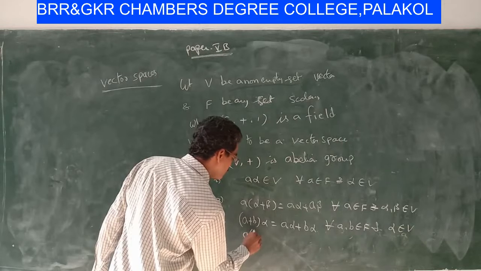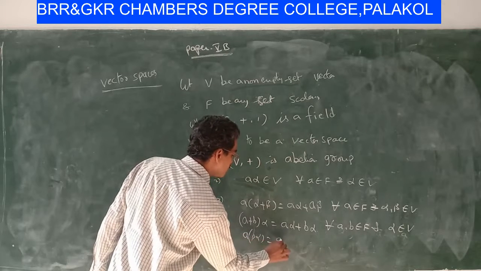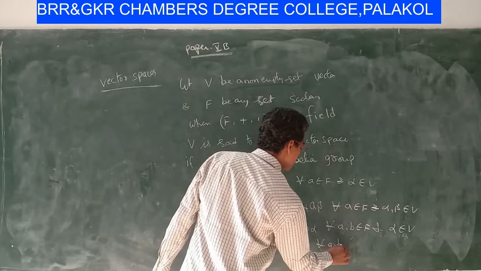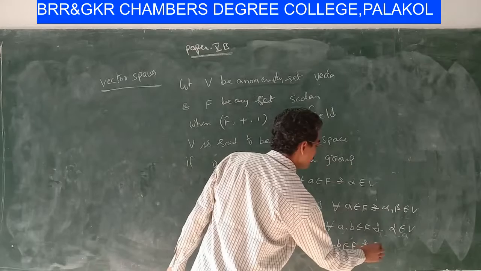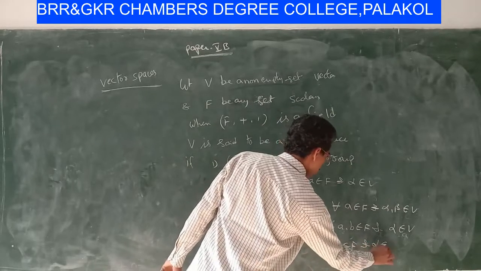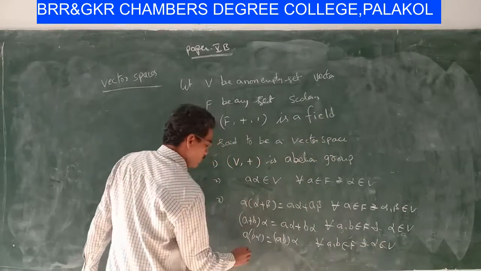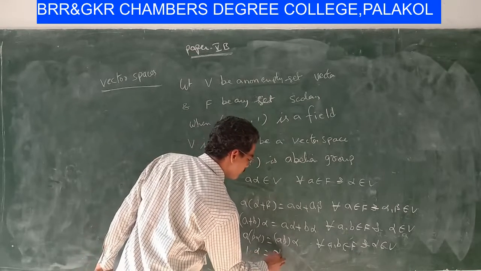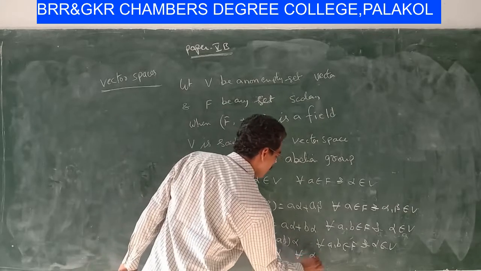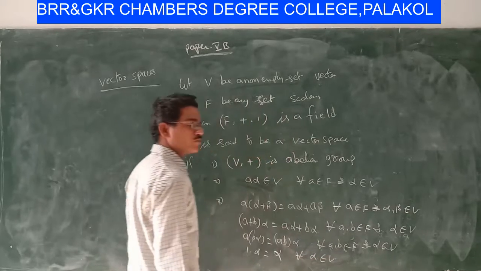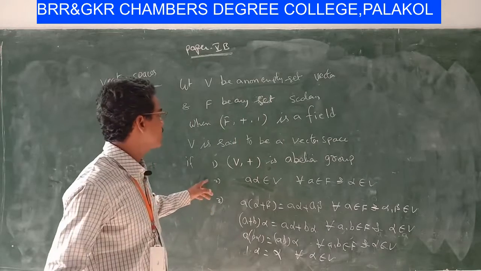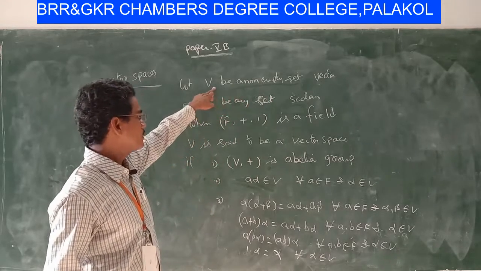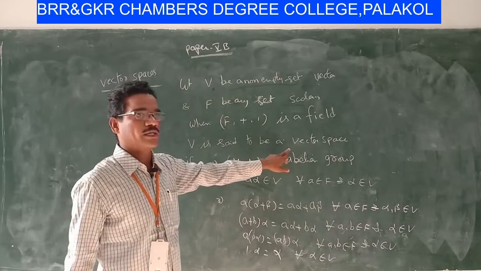A into B alpha equal to AB into alpha for all A, B belongs to F and alpha belongs to V. 1 into alpha equal to alpha for all alpha belongs to V. So if these conditions are satisfied, then the non-empty set V is a vector space.